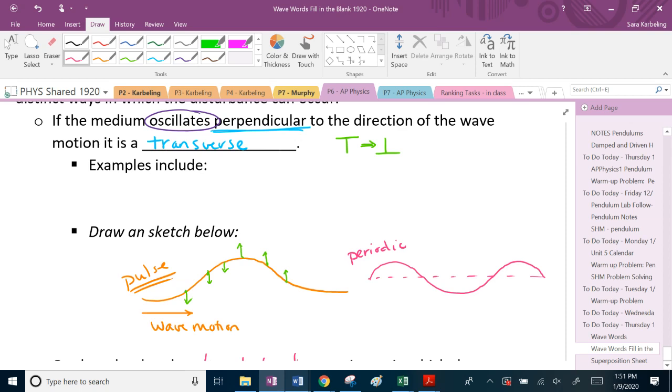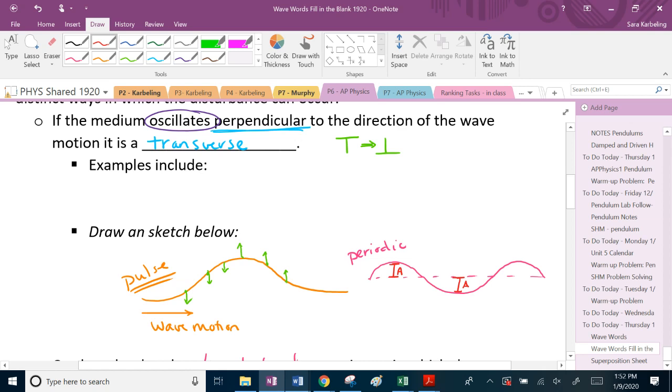When you have this periodic wave, you have some other special things that we're going to get to in just a minute. We have things called wavelength, frequency, and amplitude, right? Amplitude is the maximum displacement. We've been talking about that before. That's this right here.